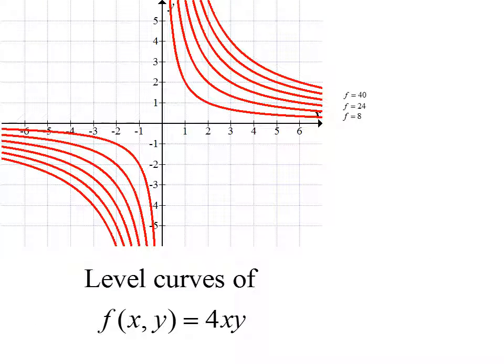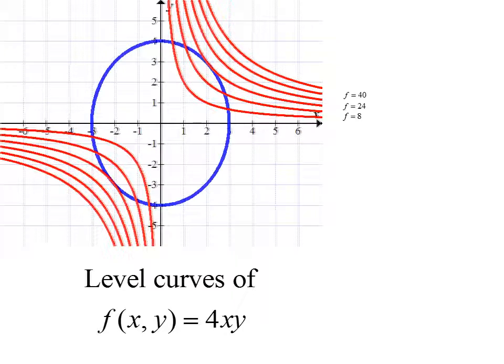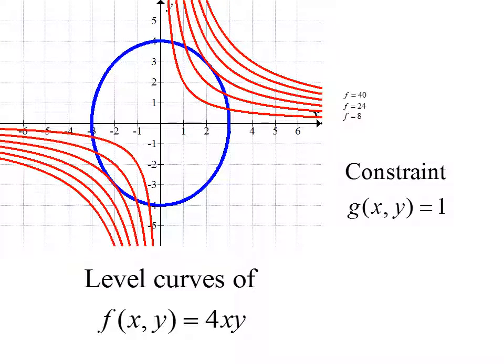Now this is what the Lagrange method comes from. We have here the level curves of the function 4xy. Z equals 4xy would be a surface. I've only drawn the level curves of that surface, and I've given some of them some labels so you can see what they are. However, here is the graph of the constraint function equal to 1.